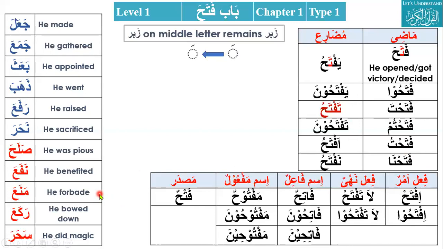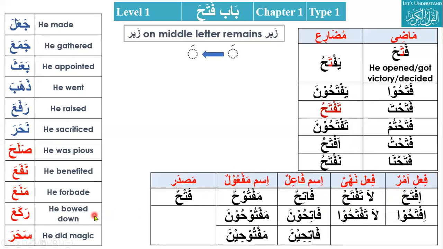Next word is mana'a. Who will do it? Okay, let's do it together. Mana'a, mana'u, mana'ta, mana'tum, mana'tu, mana'na, yamna'u, yamna'una, tamna'u, tamna'una, amna'u, namna'u, imna', la tamna', imna'u, la tamna'u, mani', mani'un, mani'in, mamnu', mamnu'un, mamnu'in, man'. So mani' is the one who forbids.